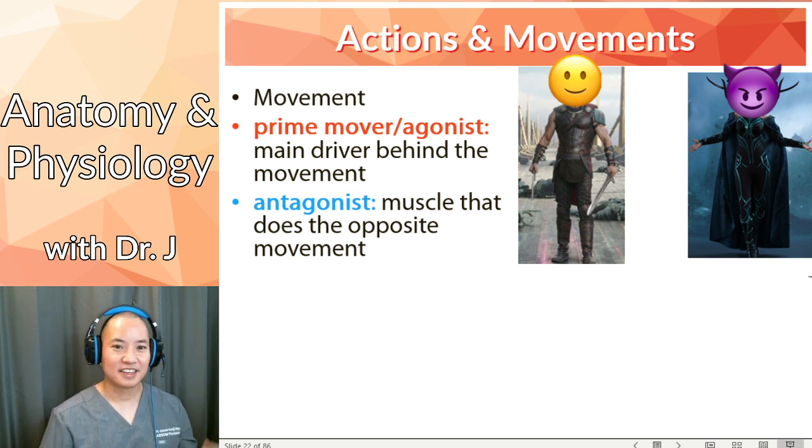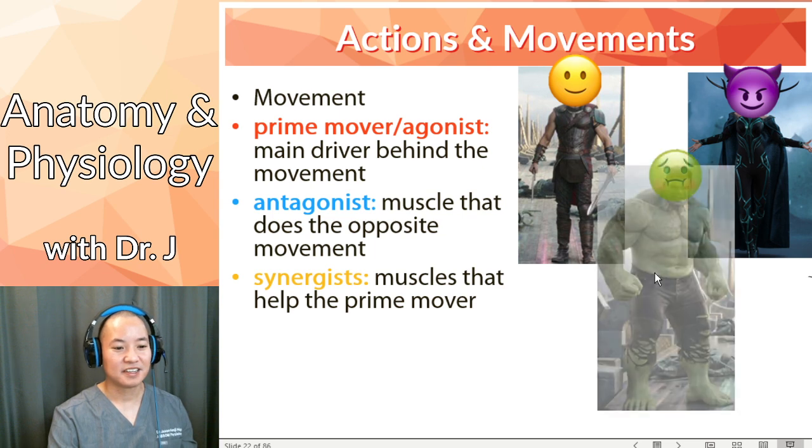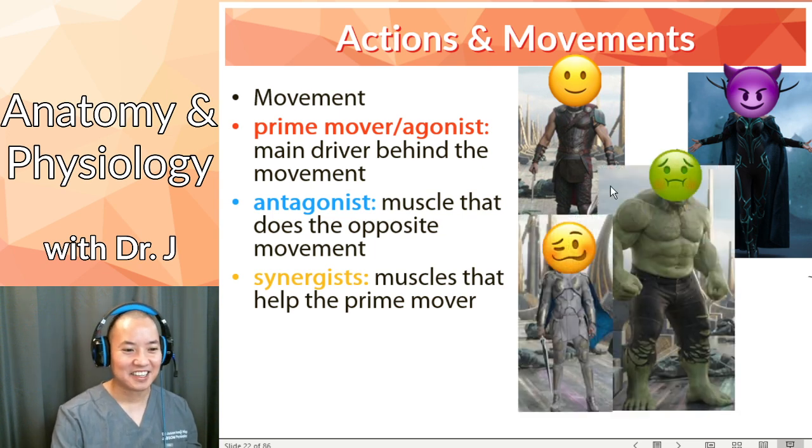Now, in a typical story, what do you have? In a very simple story you might have a protagonist and an antagonist, but you typically have side characters, right? So what helps along a prime mover or agonist? You have synergists. These are muscles that help the prime mover achieve the overall objective and movement. They're kind of like these people right here, in that movie I'm not going to name. They're helping move the story along, helping the agonist, helping the prime mover.